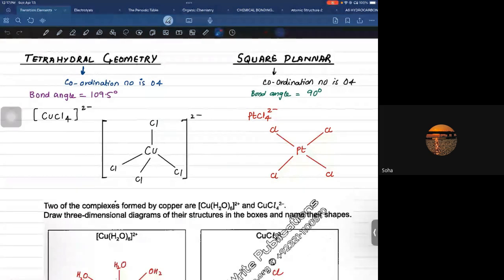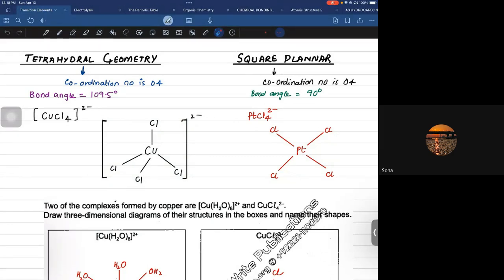You know, it depends on multiple factors, like how can we decide whether the geometry would be square planar or tetrahedral? You are not supposed to think about that. It's a long story. That wouldn't be part of the syllabus as well. You are supposed to only identify the compounds, and then decide which geometry this complex is going to have. So copper or cobalt, ligands are chlorine, and the charge is 2 minus, the negative charge. Then the geometry would be tetrahedral and the bond angle would be 109.5 degrees.